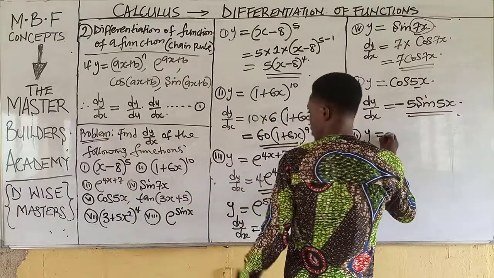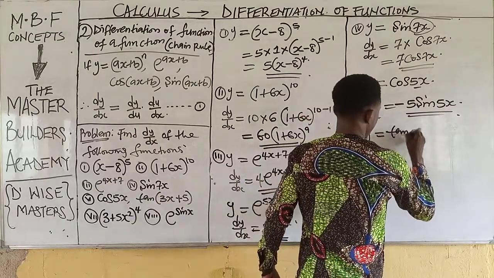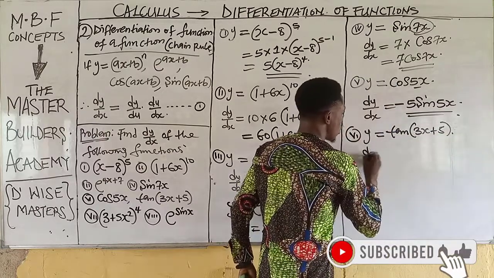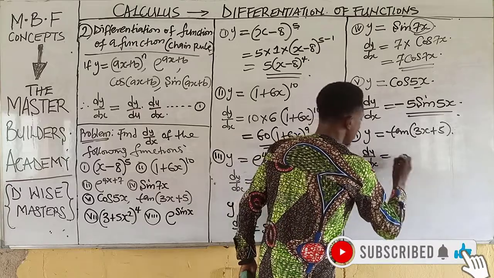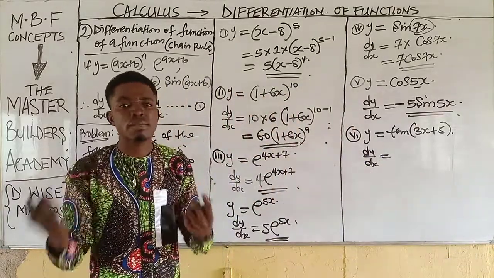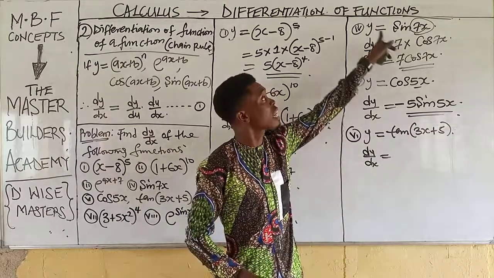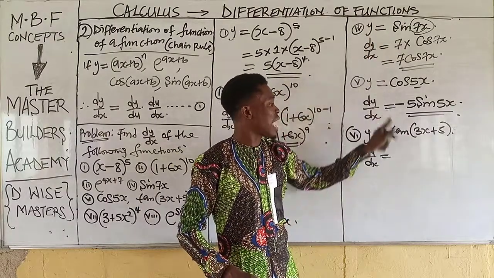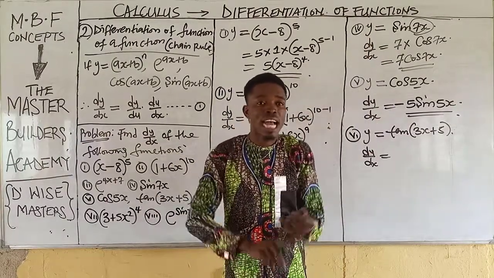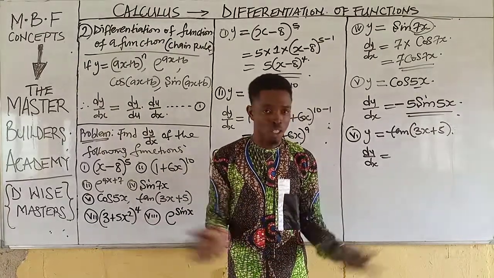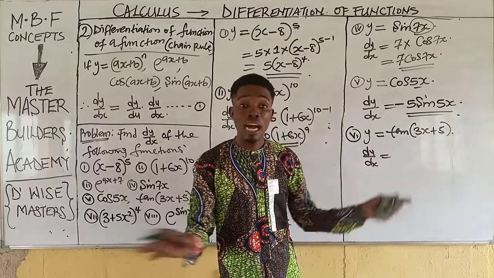We are given that y is equal to tan(3x + 5). Now, dy over dx is equal to, guys, it's still the same thing. All you need to do, this is trig, right? Understand that questions 4, 5, and 6 are all trig. Sine, cos, tan, sec, cosec, cot, and all of them are trig functions.